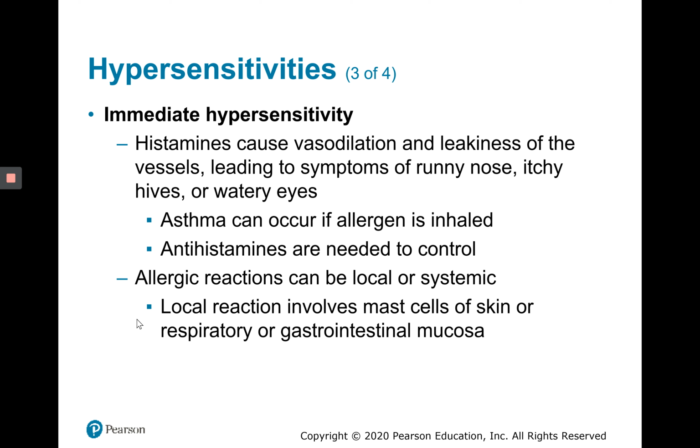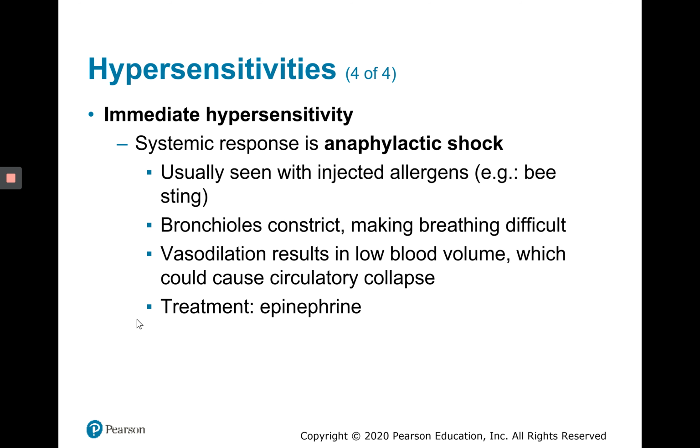Allergic reactions can definitely be local or systemic. Local reactions involve mast cells of the skin or respiratory or gastrointestinal mucosa. A systemic immediate hypersensitivity is very dangerous. An example would be anaphylactic shock, for example, from a bee sting, because it's usually seen with injected allergens. It would cause the bronchioles to constrict, making breathing difficult, as well as vasodilation that would result not only in low blood volume, but would cause circulatory collapse. The treatment would be the immediate administration of epinephrine.